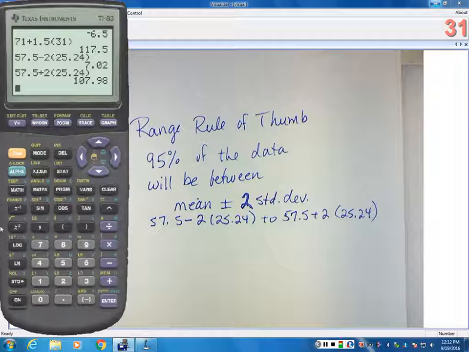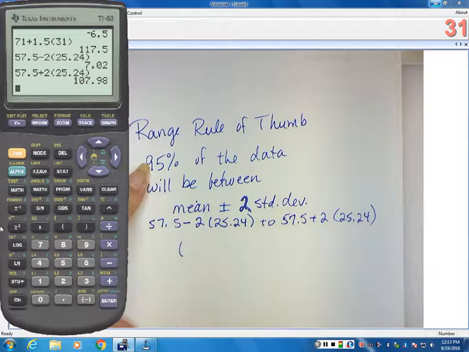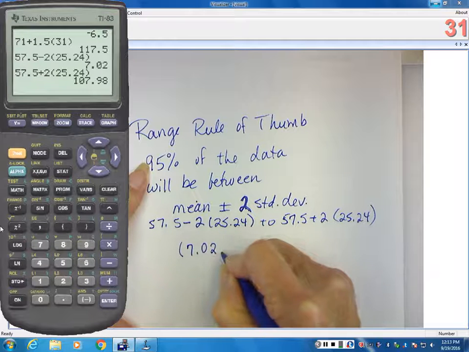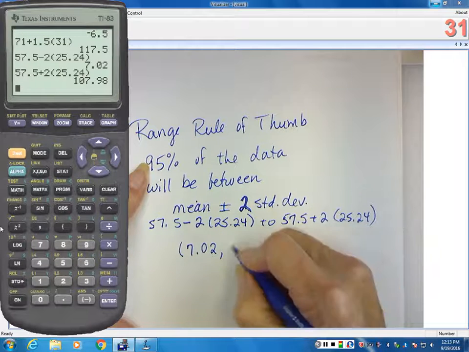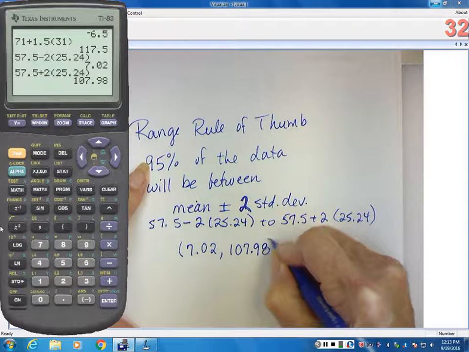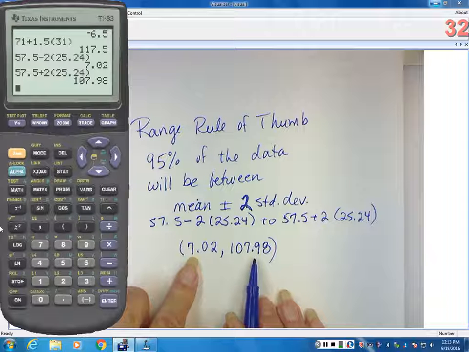So according to the range rule of thumb, 95% of my data should have been between 7.02 and 107.98. Which still says that 6 is not an outlier, but 120 is. Okay?